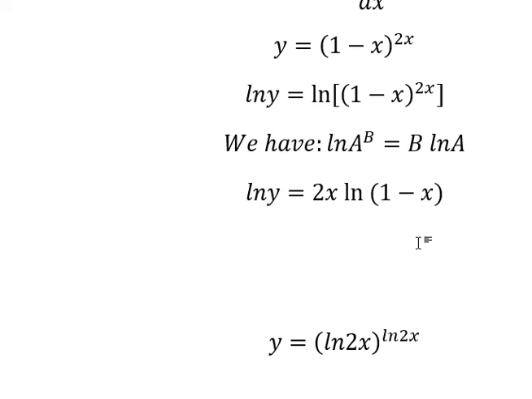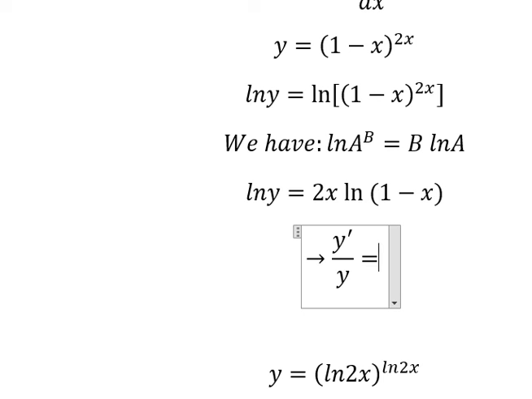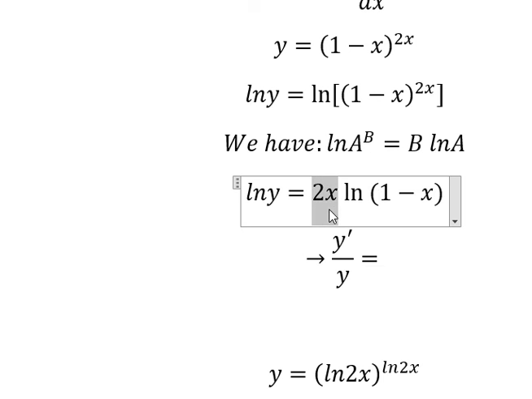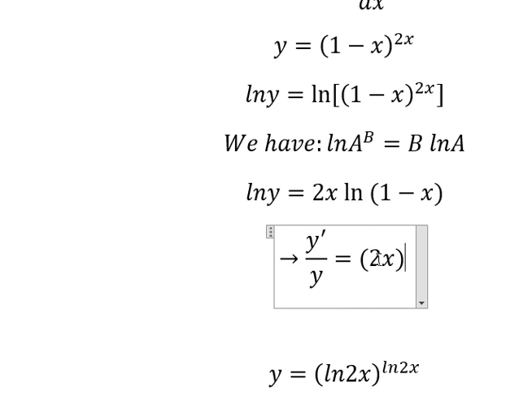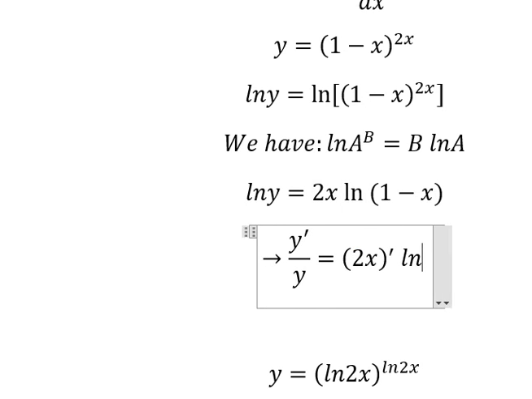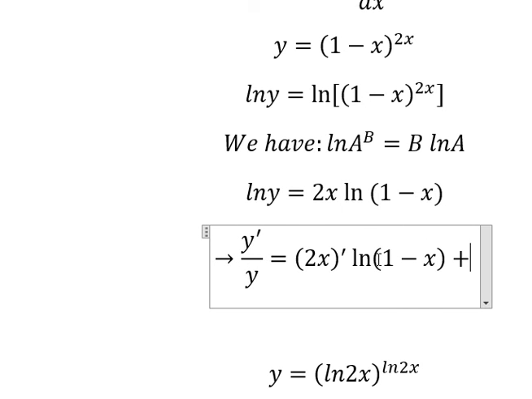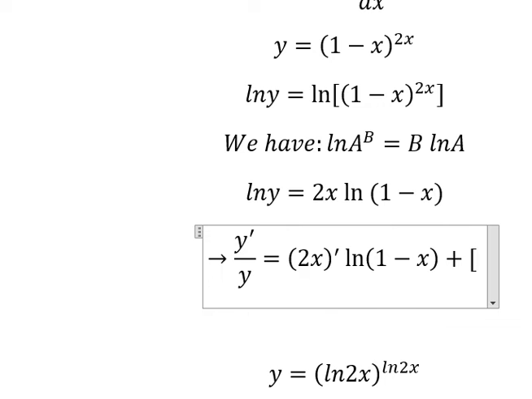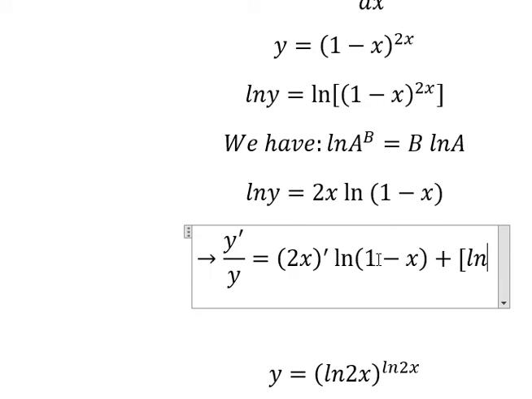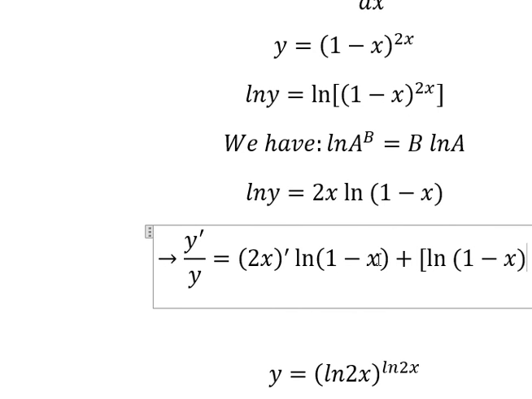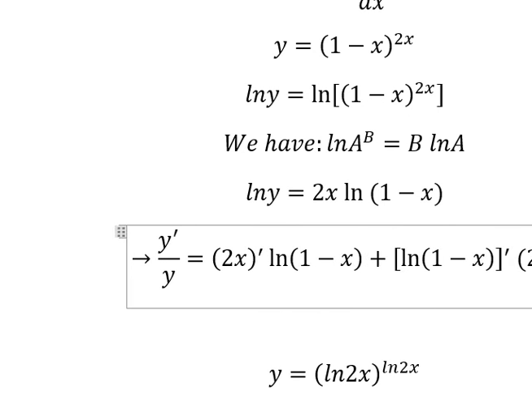Next, we need to do first derivative for the both sides. So this one, we have first derivative of y over y. So we need to do first derivative of 2s multiplied by ln of 1 minus s. Later that, we need to do first derivative of ln of 1 minus s multiplied by 2s.